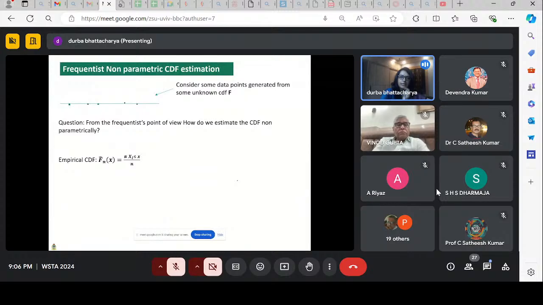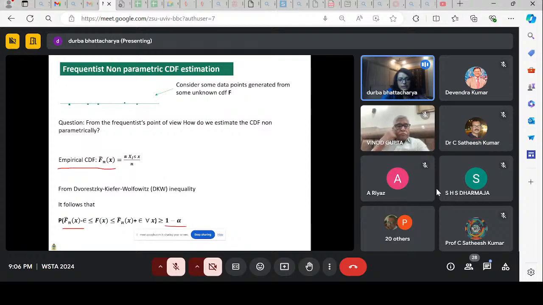If we come to the problem of density estimation, as we all know, in frequentist non-parametric CDF estimation, if we want to estimate the density from the frequentist point of view, how do we estimate the CDF non-parametrically? We do that using the empirical CDF. And by the DKW inequality, we know that the probability of capital F lying between these limits is greater than or equal to 1 minus alpha for some fixed alpha. So what is the Bayesian non-parametric counterpart of CDF estimation? It was given by Ferguson in the year 1973.